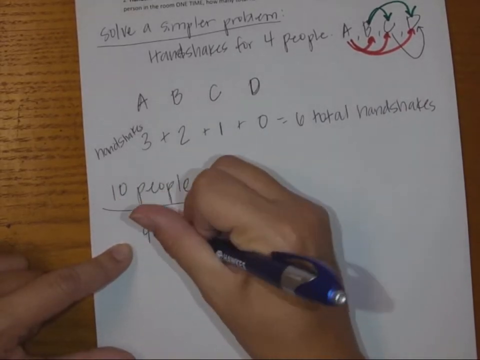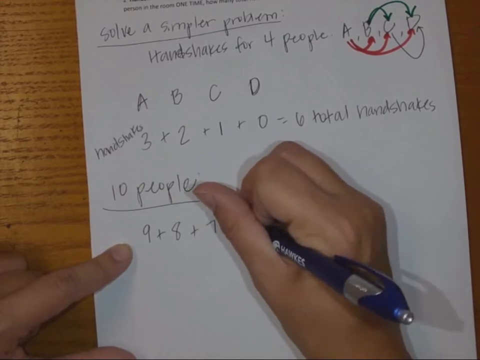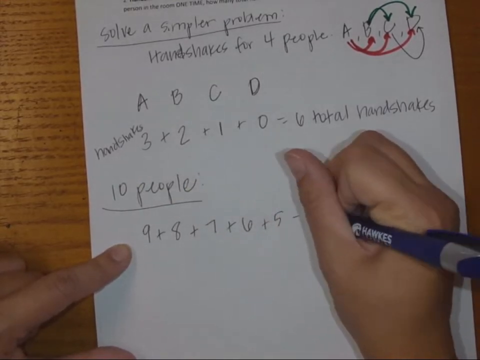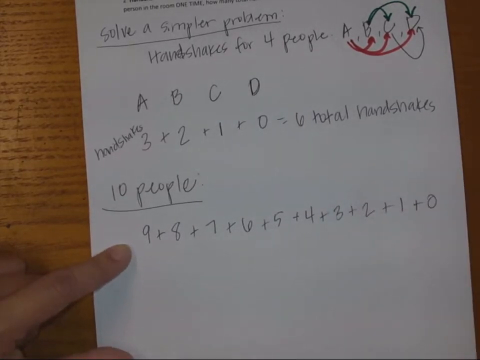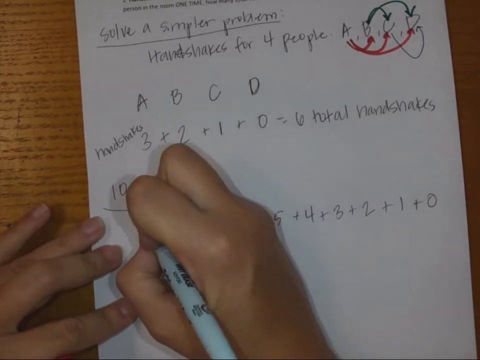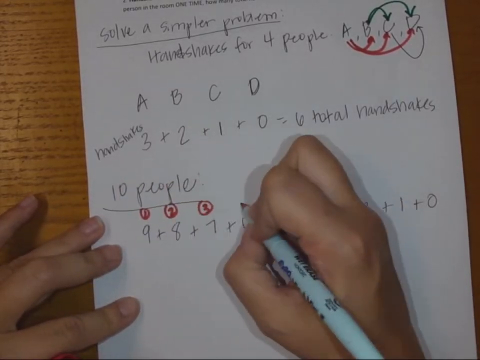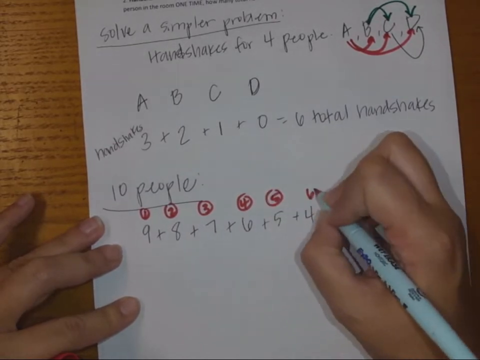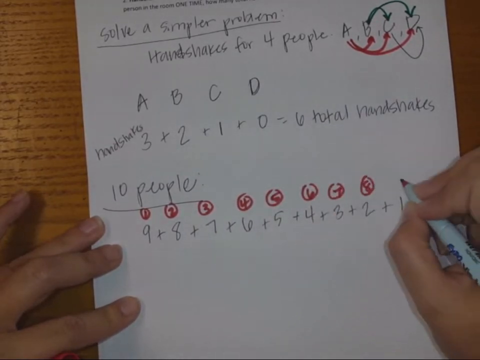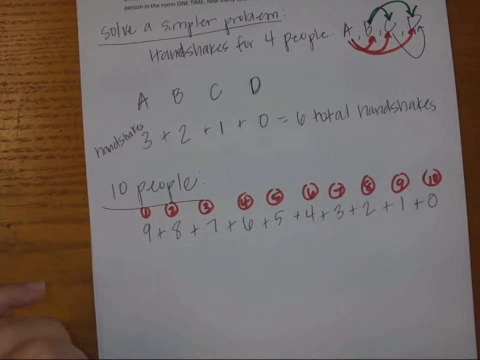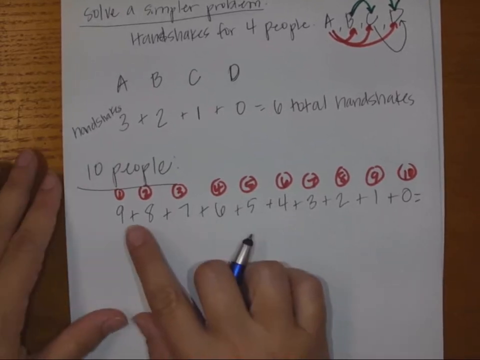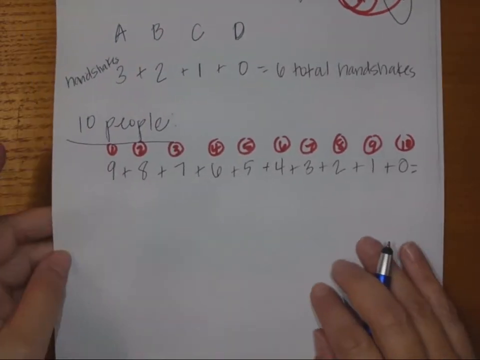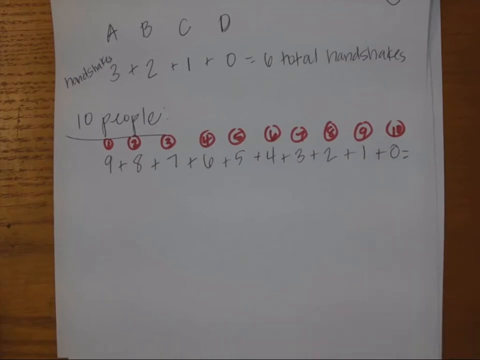The next person would be 8 handshakes. The next person would be 7. The next person would be 6. The next person would be 5, 4, 3, 2, 1, 0. And notice this is like person number 1, 2, 3, 4, 5, 6, 7, 8, 9. So 10 people there. And my sum is going to be my answer. So you could type in your calculator 9 plus 8 plus 7 plus 6 plus 5, and so on and so forth. Or let's take a second and see if we can figure out a simpler way to combine those.